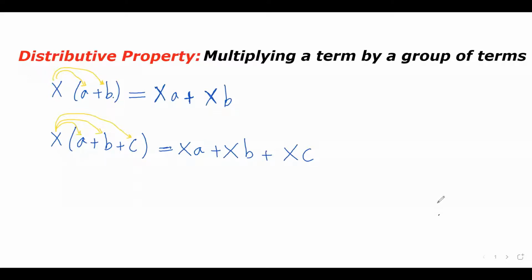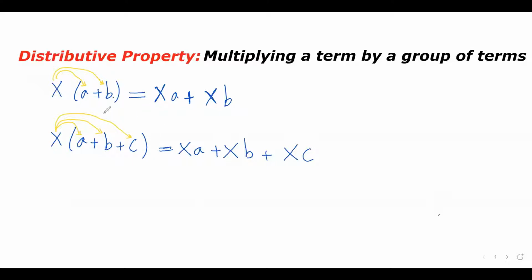Hi everyone, in this video we're going to talk about distributive property. We use this property to simplify algebraic expressions. So let's get started. What is distributive property? It's just basically multiplying a term by a group of terms. That group of terms can be 2 terms, 3 terms, or more.